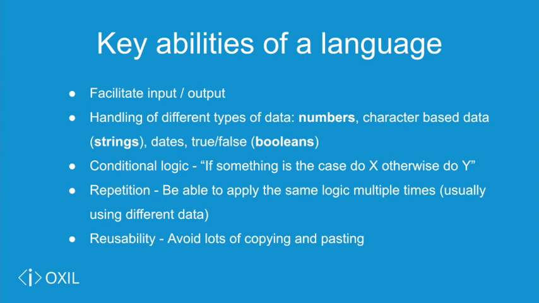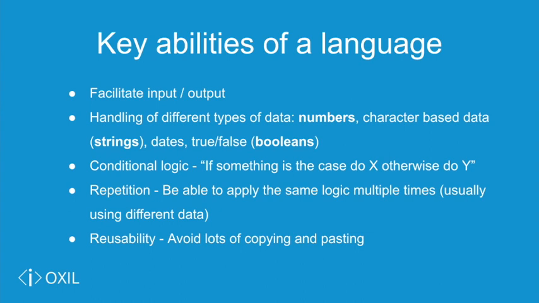The other thing that's particularly important is what we call repetition, and that's being able to apply some logic to lots of different items. If you had a list of items you wanted to go through and do something for each item, being able to encode that logic once and repeat it multiple times is a very important aspect of a language. And finally, we want reusability. Nobody likes cut and paste, let's be honest. It's painful, it's prone to error, and where possible, we want languages to help us avoid cutting and pasting and give us the ability to reuse wherever possible.